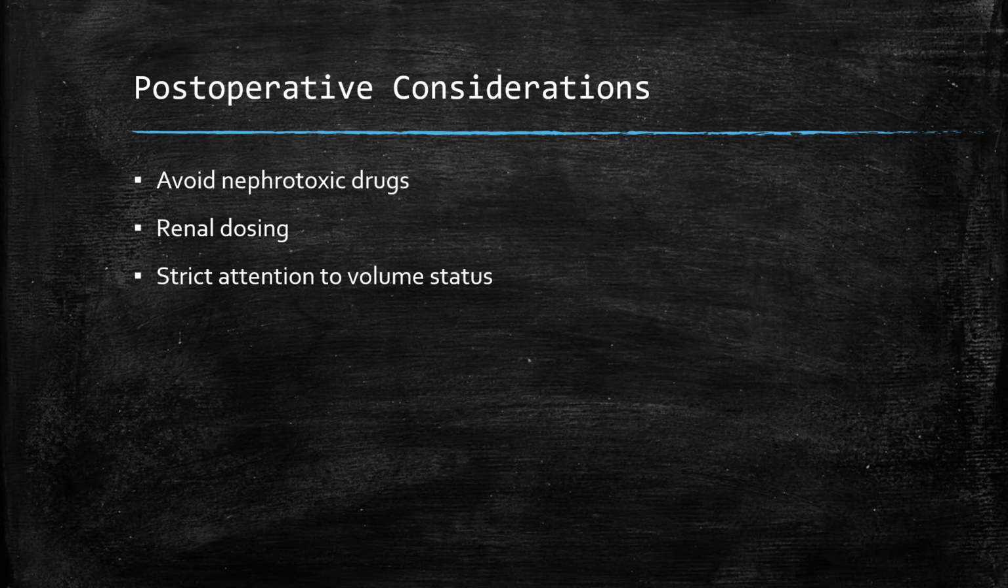It is extremely easy to volume overload a renal patient, and this will likely result in congestive heart failure and pulmonary edema. On the other hand, too little fluid will lead to hypovolemia and poor organ perfusion, which is dangerous as well.